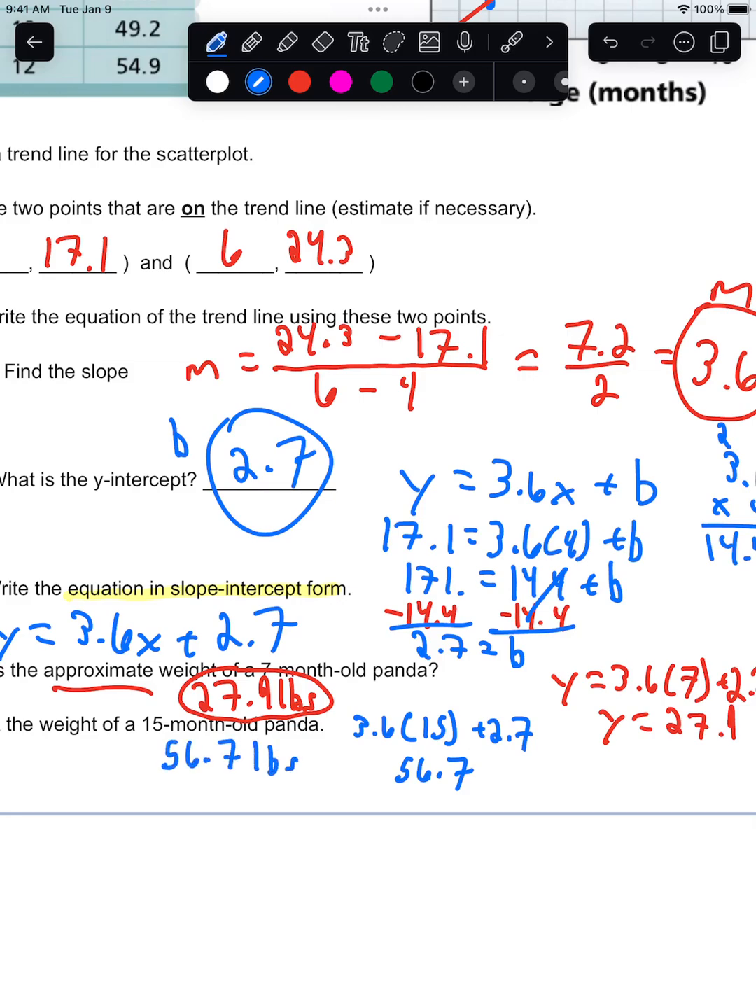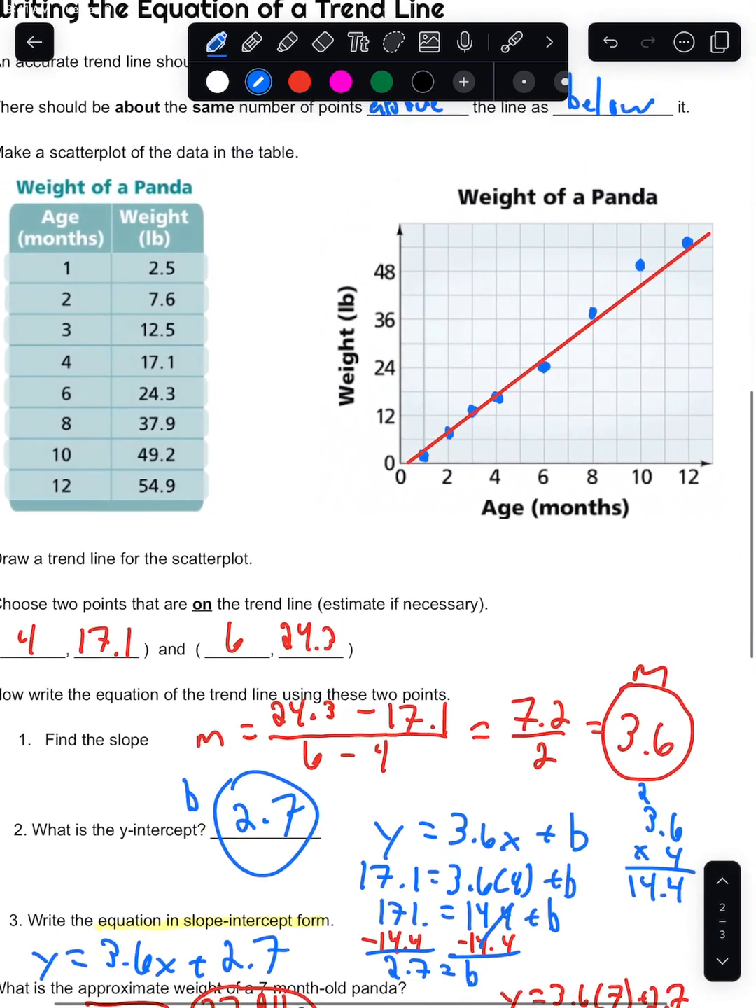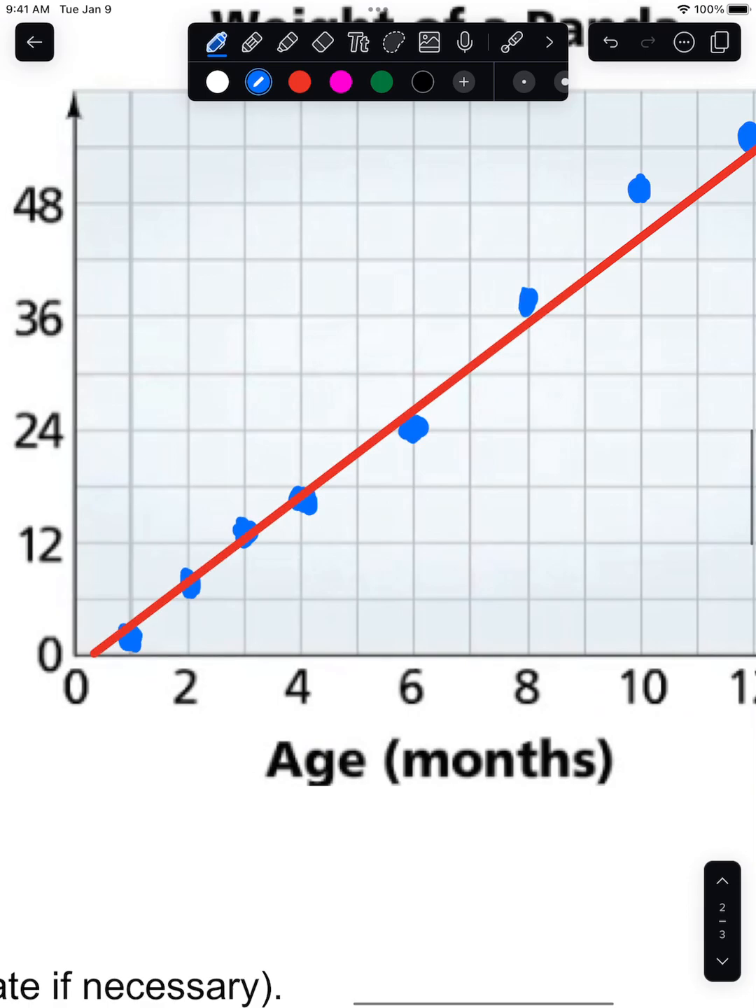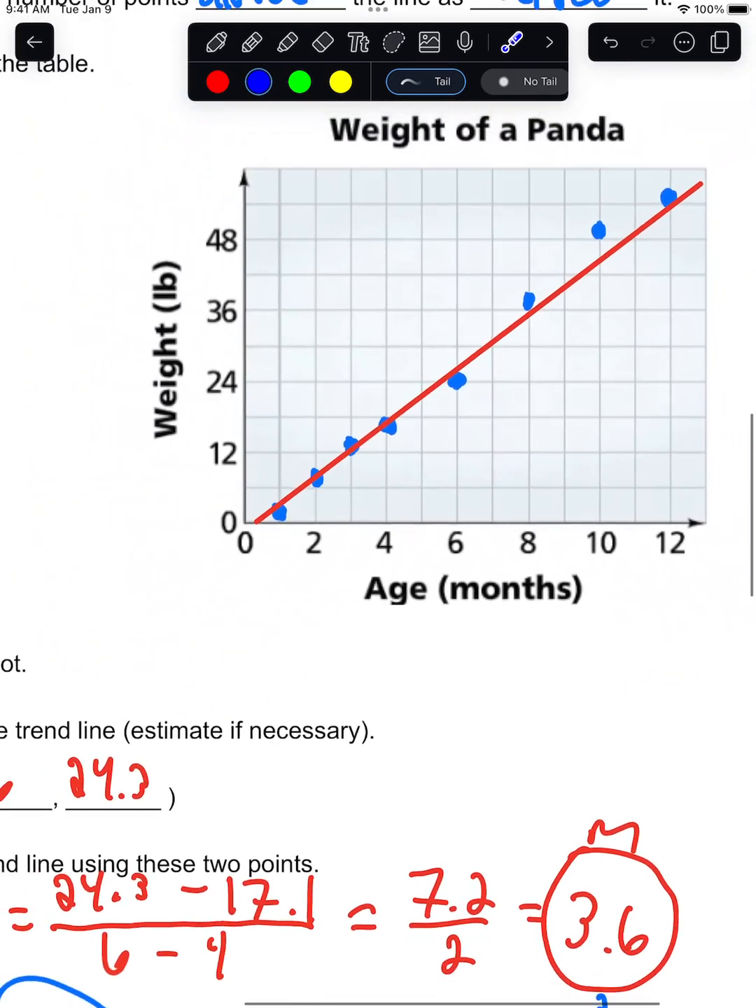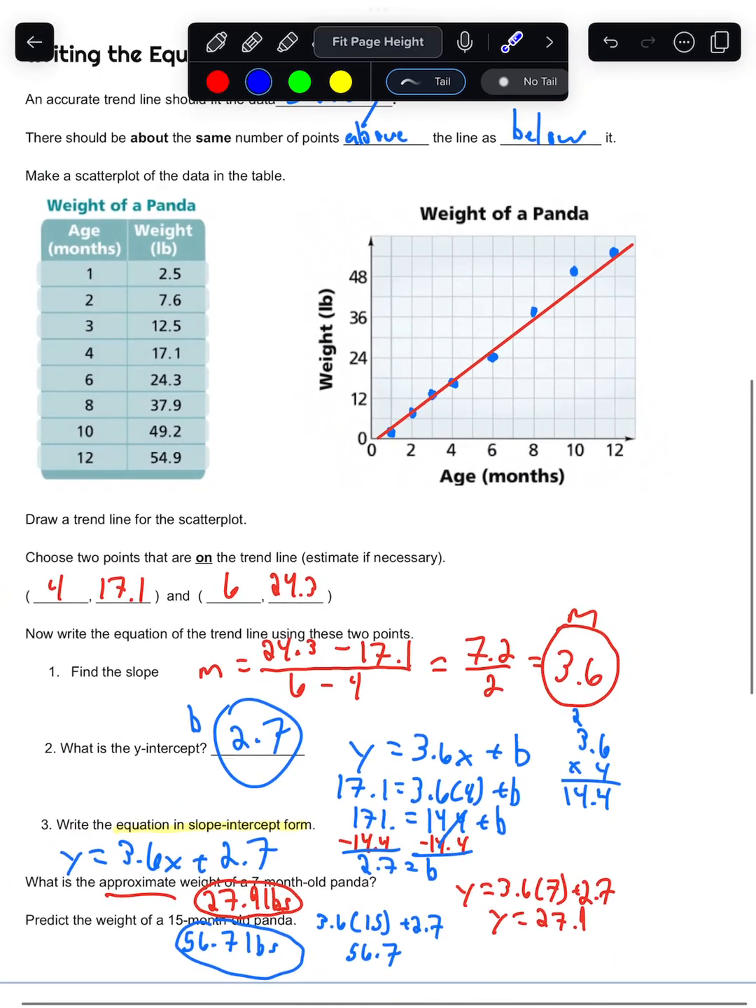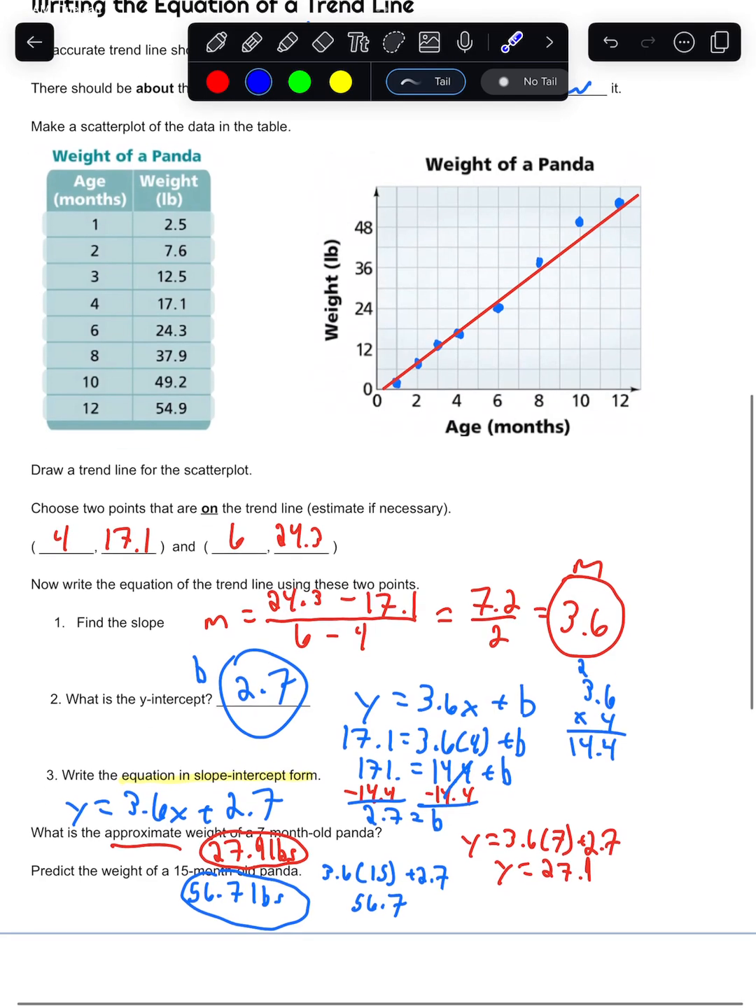So think about those two answers. That's way more precise than it would have been from me just going up here and saying, I think it's like right there. I don't even know what number that is, somewhere between 18 and 24. So you see how much more precise the equation for the line of best fit can be.